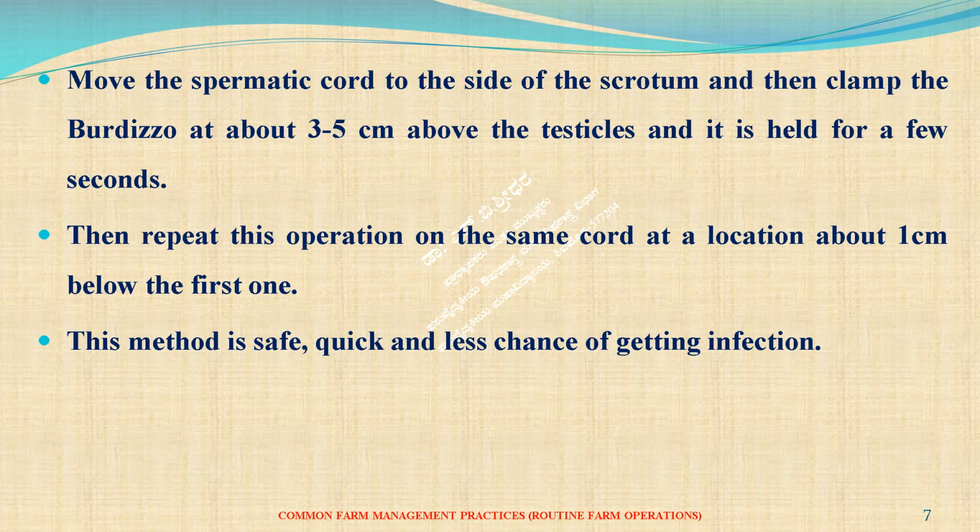Hold it for a few seconds, then repeat the operation on the same cord at a location about 1 centimeter below the first line. So you have to apply the Burdizzo castrator two times. This method is safe, quick, with less chance of infection, and less painful to the animals, as large animals have a lesser sense of pain. So ethically it is also an accepted method.